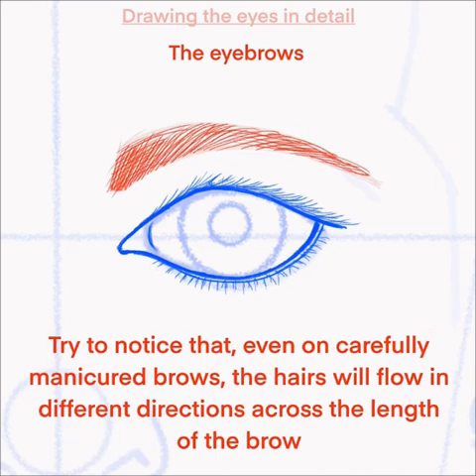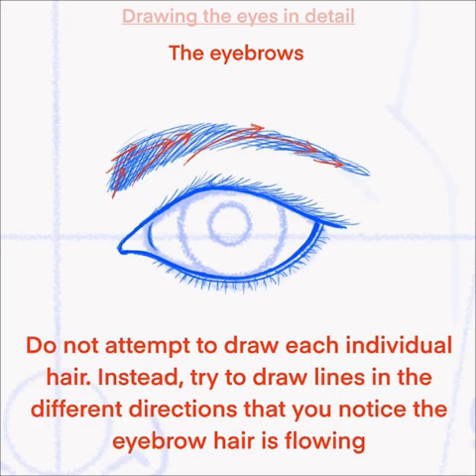Try to notice that, even on carefully manicured brows, the hairs will flow in different directions across the length of the brow. Do not attempt to draw each individual hair. Instead, try to draw lines in the different directions that you notice the eyebrow hair is flowing.